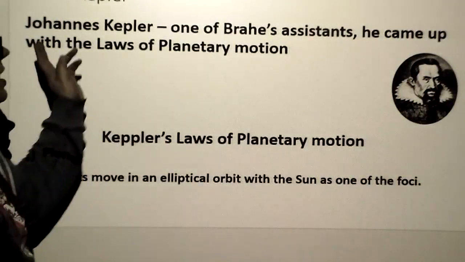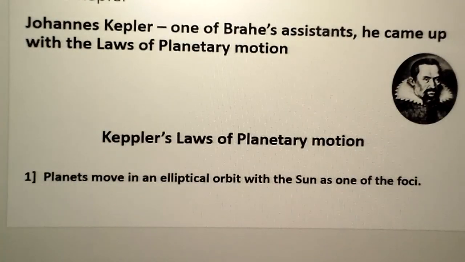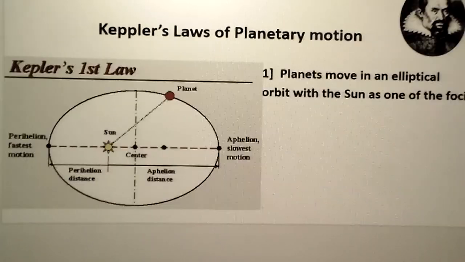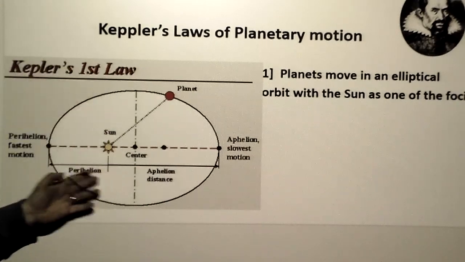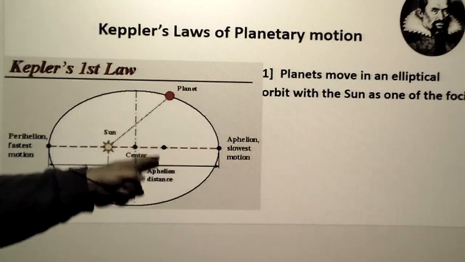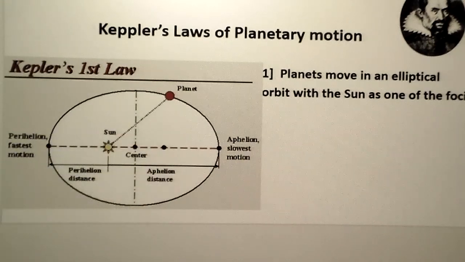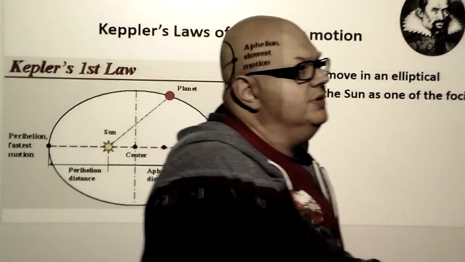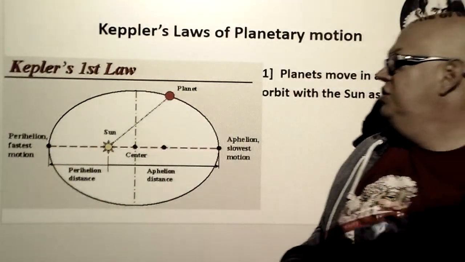We have Johannes Kepler, one of Brahe's assistants, and he came up with the laws of planetary motion. And the idea is, number one, planets move in an elliptical orbit with the sun as one of the foci. So this is it right here. Here's an illustration. So instead of being that perfect circle, which was our heliocentric theory, now it's been modified. Instead of being a perfect circle, now it's more of an ellipse. Think of it like a squashed circle.